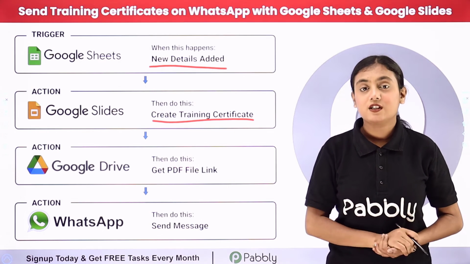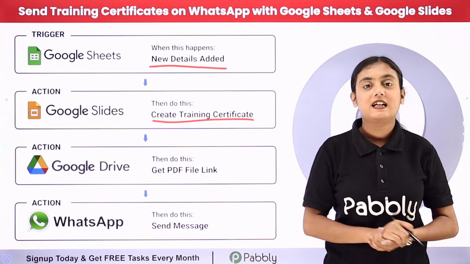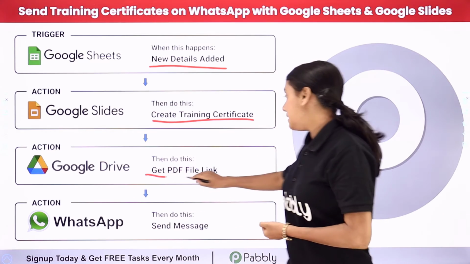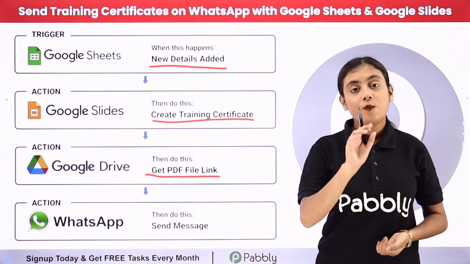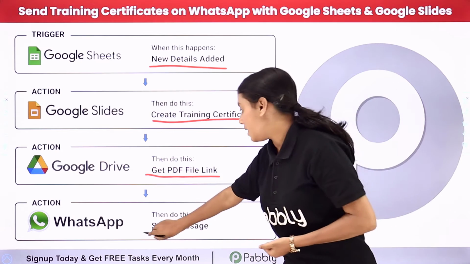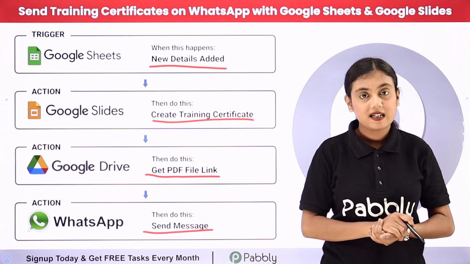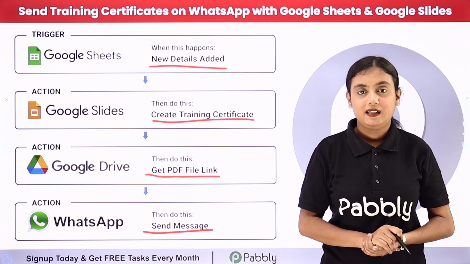And as soon as a certificate of training is created with Google Slides for that trainee, we are going to receive a PDF file link with the help of Google Drive. What we are going to do with it is send a message to our trainee, whose details we have added in our Google Sheets, with the attachment of that PDF file link.